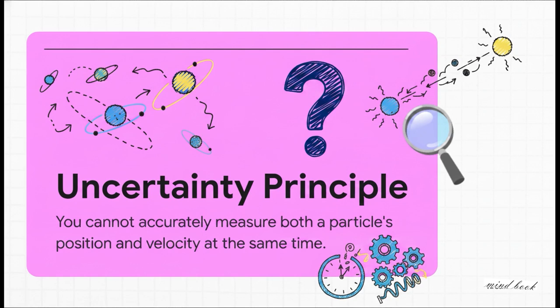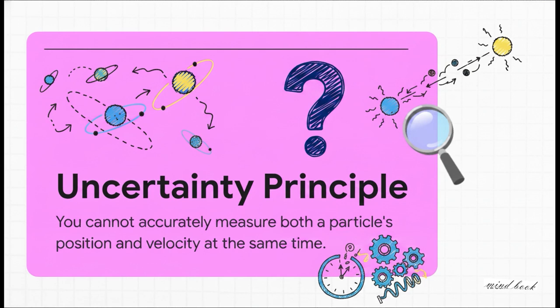Previously, scientists dreamed of a perfectly deterministic universe. They figured if you knew the position and speed of every single particle, you could predict the entire future of the universe. Simple, right? But Heisenberg proved that you cannot accurately measure both a particle's position and its velocity at the exact same time. Why?